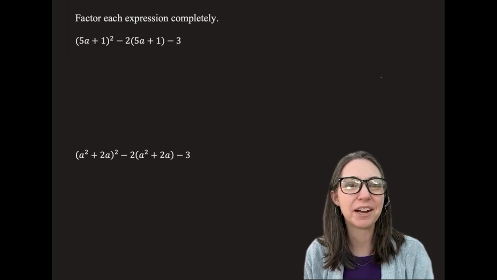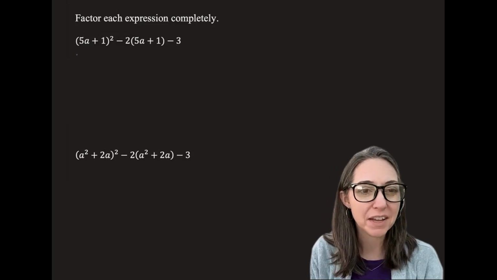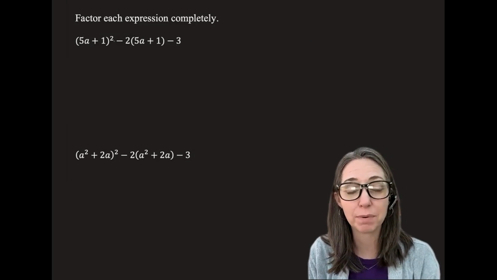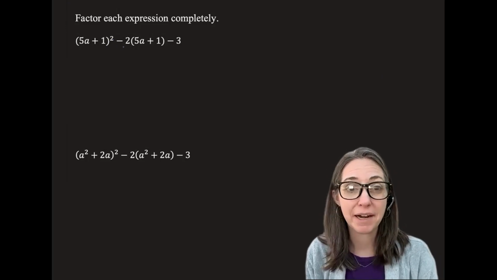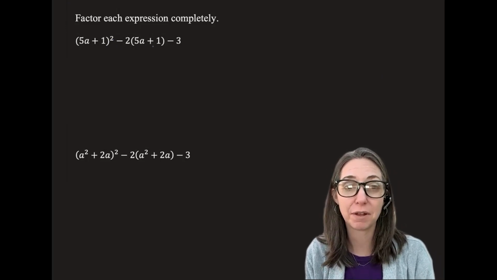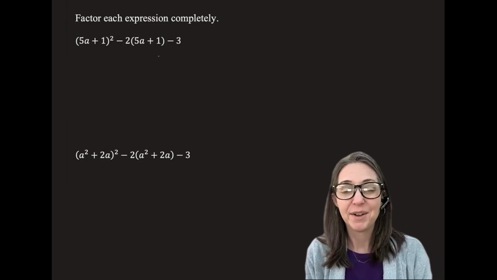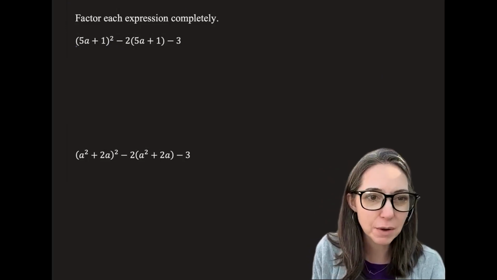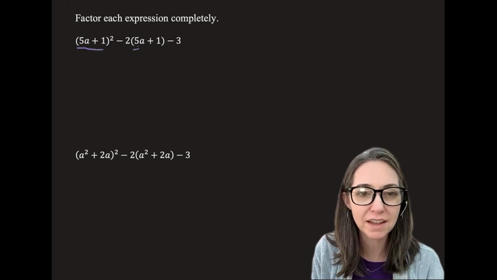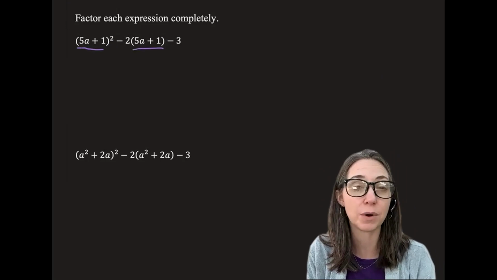Howdy! In this video, we're going to factor these two expressions completely. So we're going to start with (5a + 1) squared minus 2 times (5a + 1) minus 3, right? So probably the first thing you notice is that we have this 5a + 1 both here and here. So we're going to use that to our advantage.